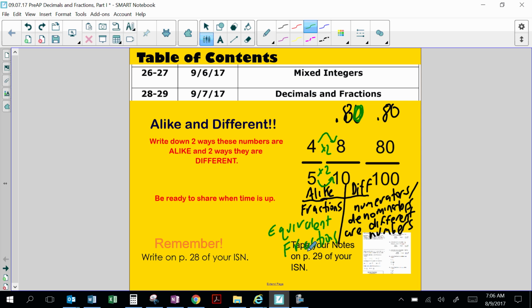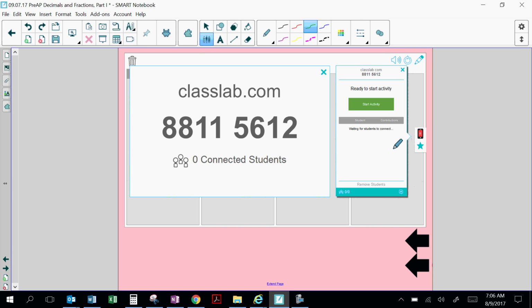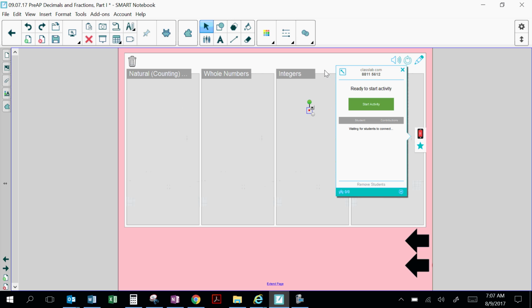What makes them different? They have different denominators and different numerators. So what we can do is you will need your own device. You'll be entering a code, and we're not going to be doing it right here, but if we had a code, you will be entering a number, and you will tell me what category it goes under. Does it go under counting numbers or natural numbers, whole numbers, integers, and behind here, and you can't see it until the game starts, rational numbers.